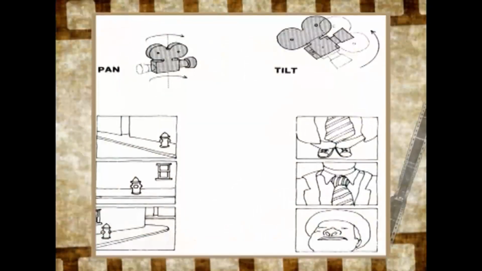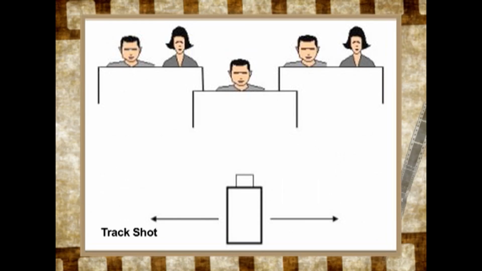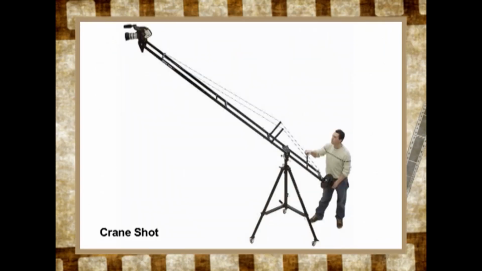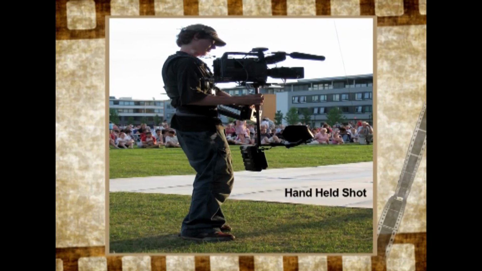On contrary to static shots, we have the mobile shots in which the frame moves in a certain manner. Depending upon the method of movement, whether the frame is rotated around its horizontal axis or vertical axis, we have either a tilt shot or a pan shot. Depending upon the movement of the camera itself, we have track shots or crane shots or even handheld shots.